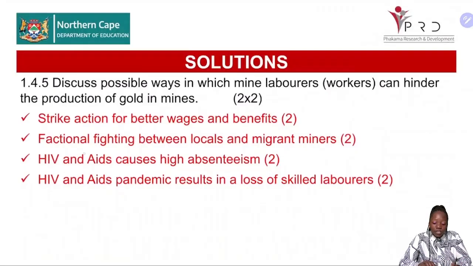Then we're looking at the factional fighting between the locals as well as the migrant miners. Remember we said especially in this region, it has attracted people from outside as well as the local people. So there will be those factional fighting. Then we're also looking at diseases such as HIV that has an impact, because if most of the workers are being impacted with these diseases, it means each and every month there will be a day that they will be absent in order for them to collect medication. So therefore the company will be paying them, and on that day there will be no production.